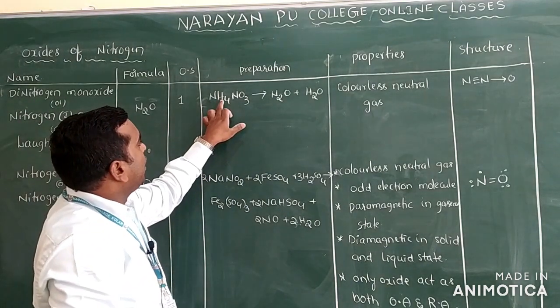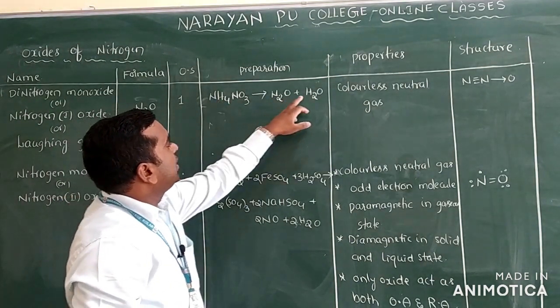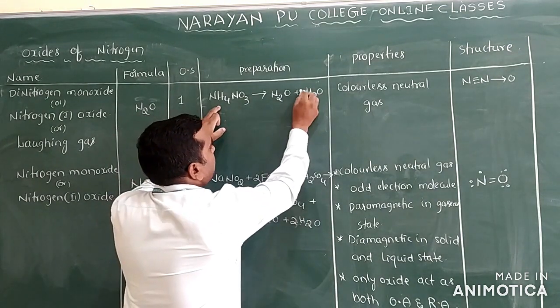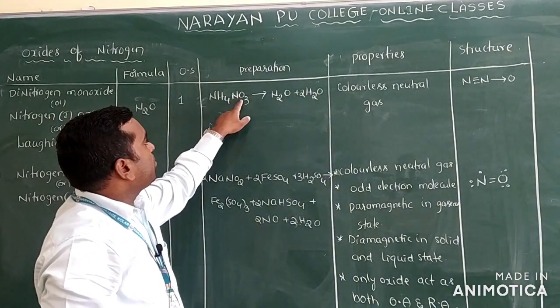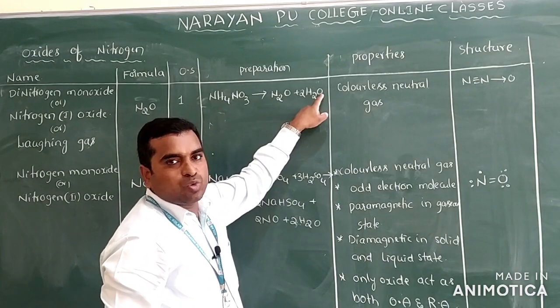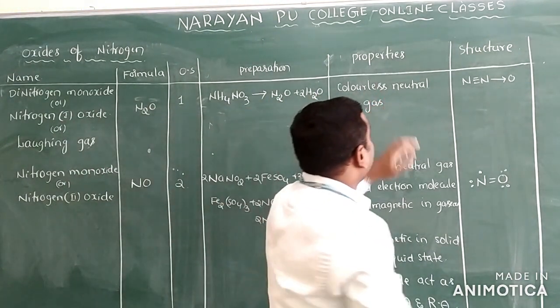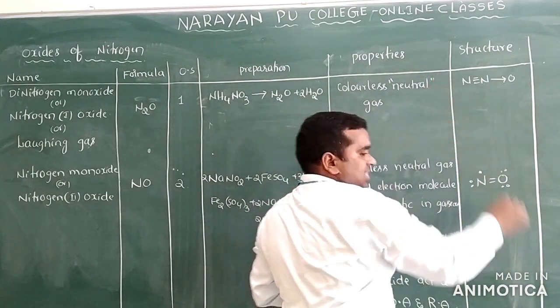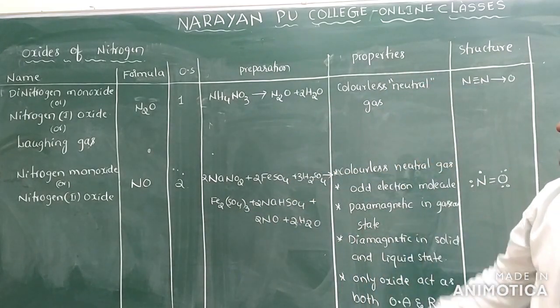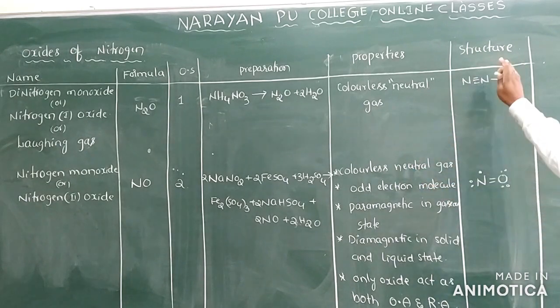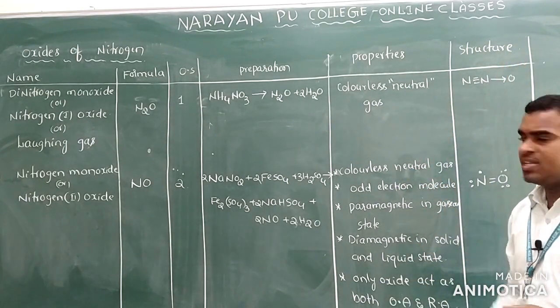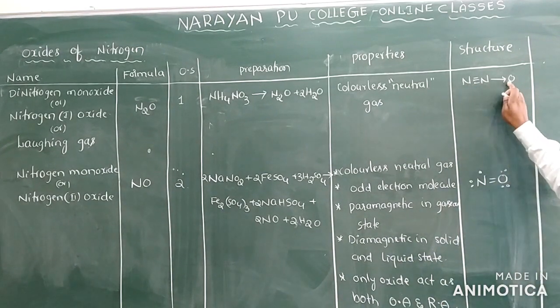Ammonium nitrate has 4 hydrogens, so 2 water molecules will be removed. Two water molecules means 2 oxygens are removed, so 1 will be left here. So N2O is formed. Very important, it is a colorless neutral gas. And what is the structure here? The structure of the compound is N triple bond N to O.